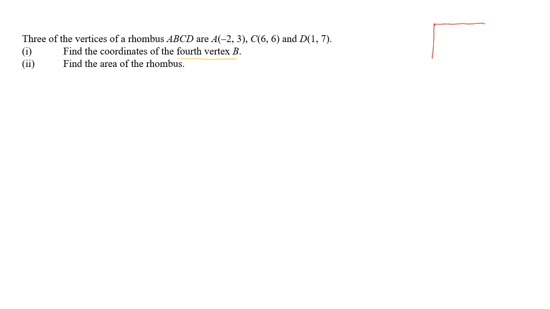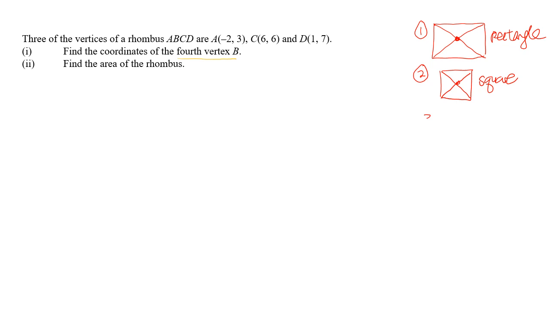One of them is your rectangle. For a rectangle, the diagonals will cut at the same midpoint. The second one is a square. The third one is a parallelogram. And the fourth one is a rhombus.